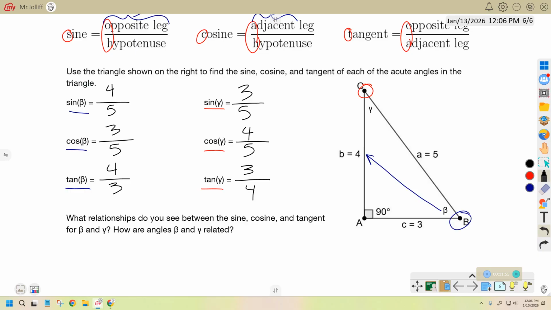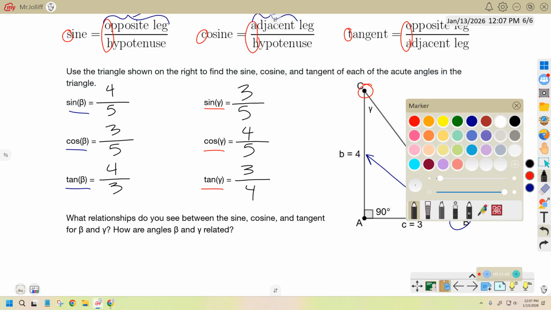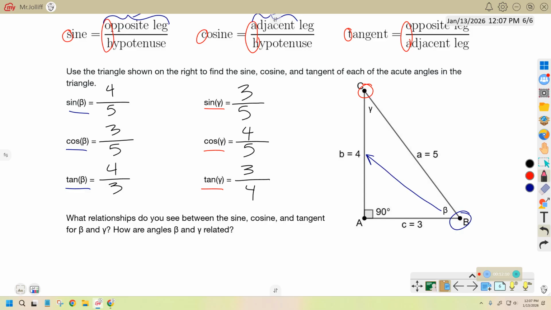What do we notice about the relationship between the trig functions for angle beta and the trig functions for angle gamma? Same hypotenuse, so the bottom of those first two fractions is the same. What else do we notice? Sine and cosine switch. Yep, these guys switch. Good. What about with tangent? They flip. Yeah, they're reciprocals. The numerator and denominator flip. Yeah, good. Because the roles of opposite and adjacent flip.